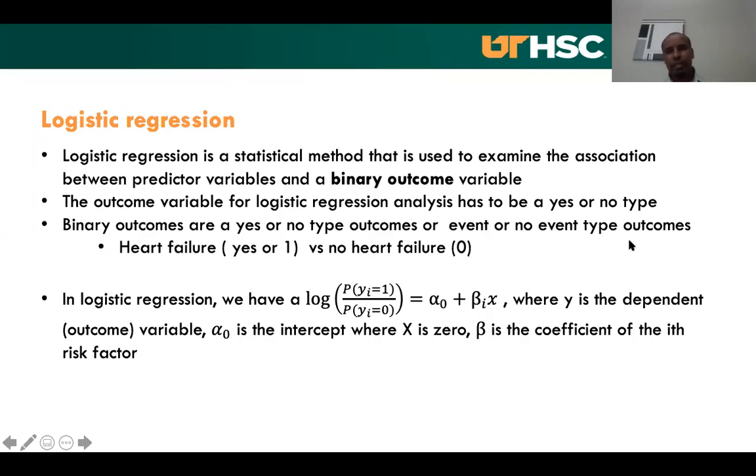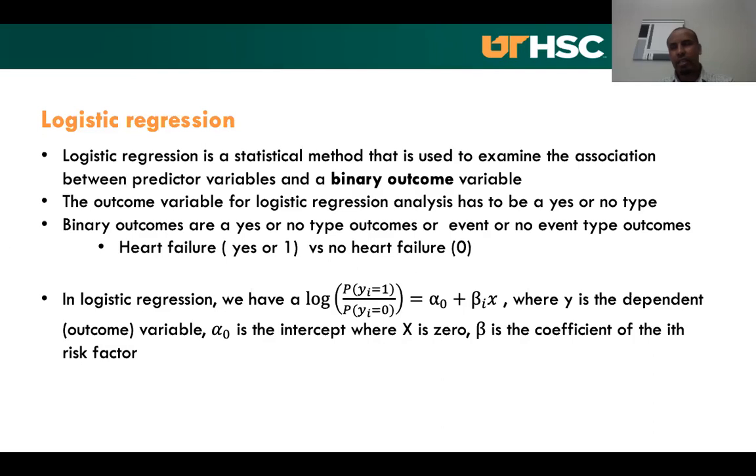Logistic regression is a statistical analysis method that's used to examine the association between predictor variables or risk factors and a binary outcome. Binary outcome variables are outcome variables that have two levels. A yes or no type, or a 0 or 1 type of outcome, is a binary outcome. Binary stands for 2. Health outcomes are often binary outcomes.